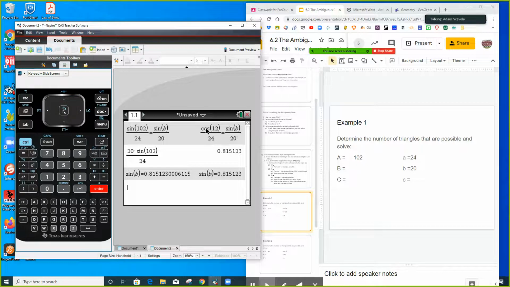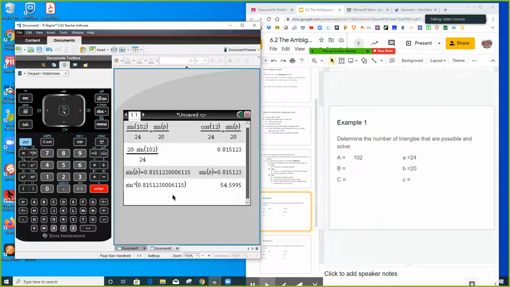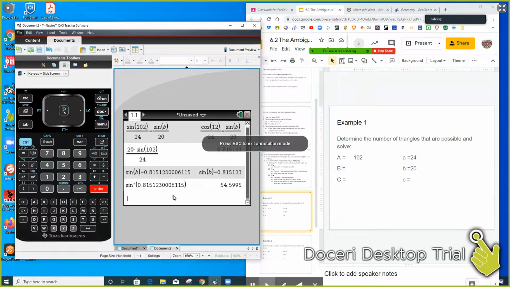So now to solve for B, we have to do the sine inverse. Oops, let me hit the control. Trig, sine inverse of this. And then we get 54 degrees. All right, so now we know angle B is 54 degrees.